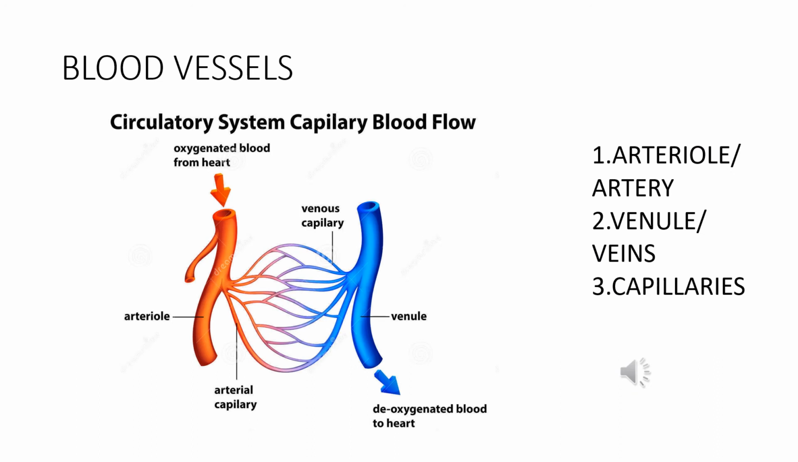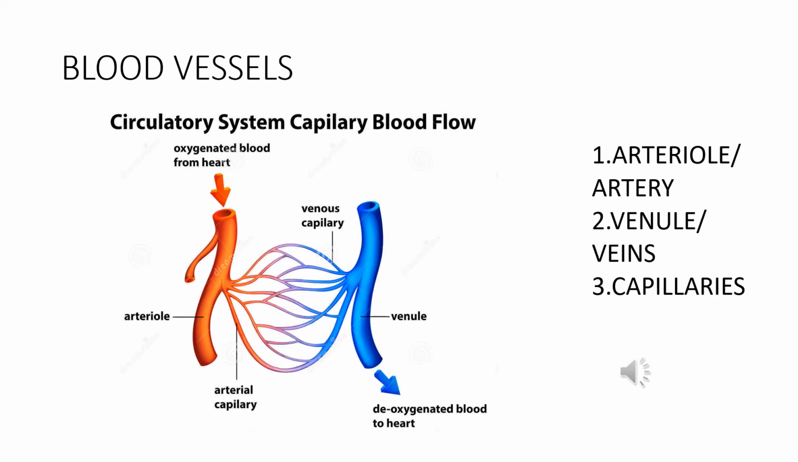There are three kinds of blood vessels. One is artery, next is vein, and the third is capillaries. So blood circulates in the body through thin muscular tubes, which are called blood vessels. They form a network within the body so that blood can be transported to all parts of the body.